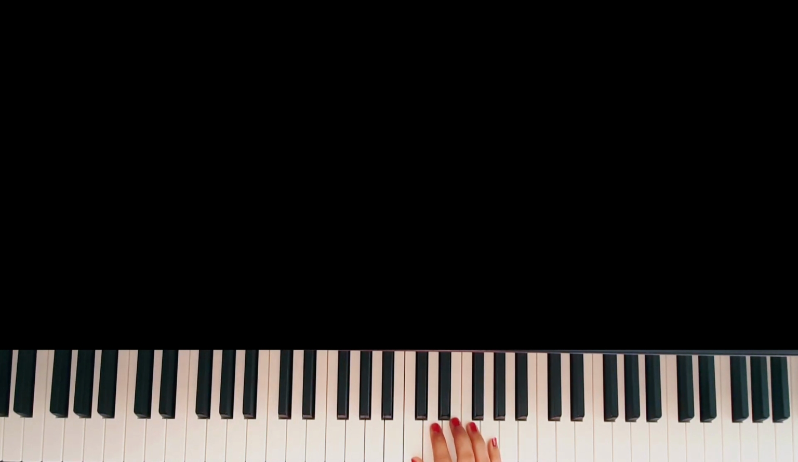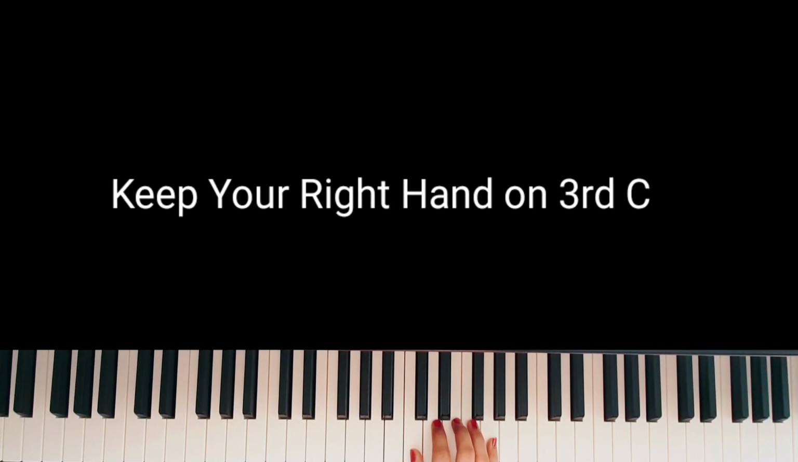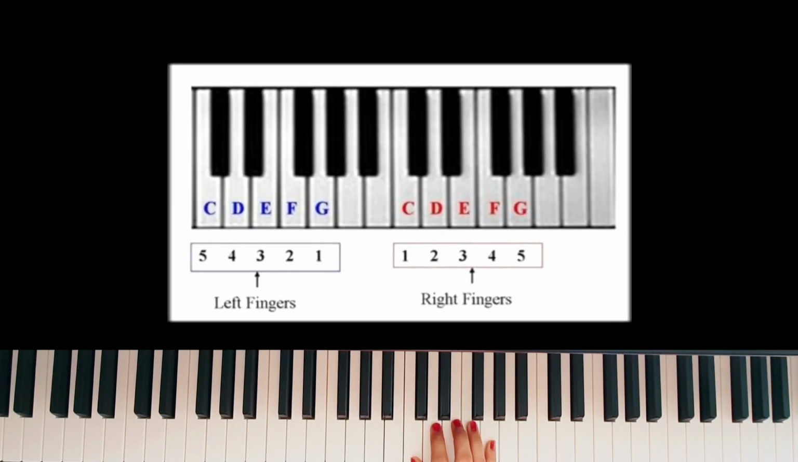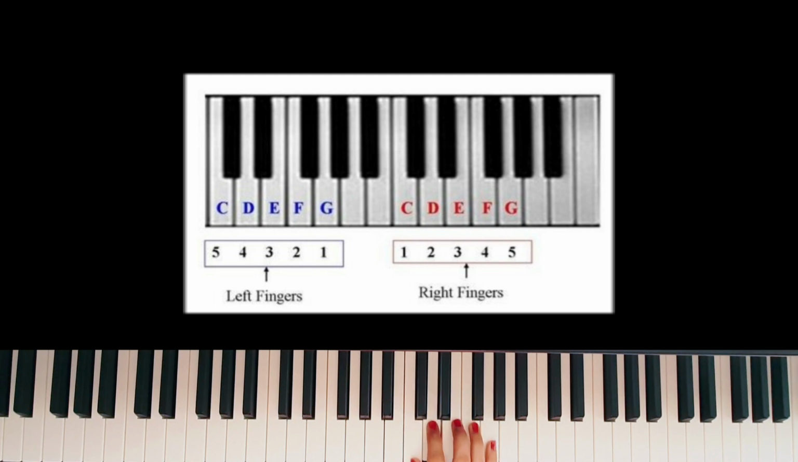So this is the first exercise which you all have to do. Keep your thumb on C, means your first finger. So 1, 2, 3, 4, 5. 5, 4, 3, 2, 1. 1, 2, 3, 4, 5. 5, 4, 3, 2, 1. This is our third octave.